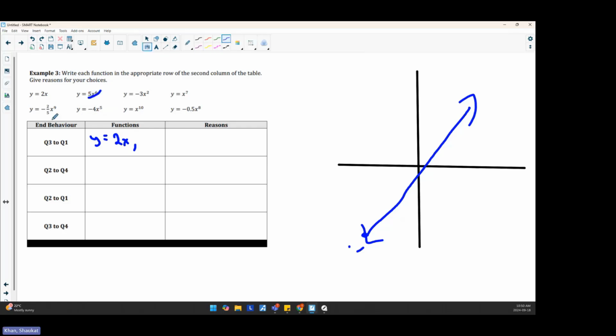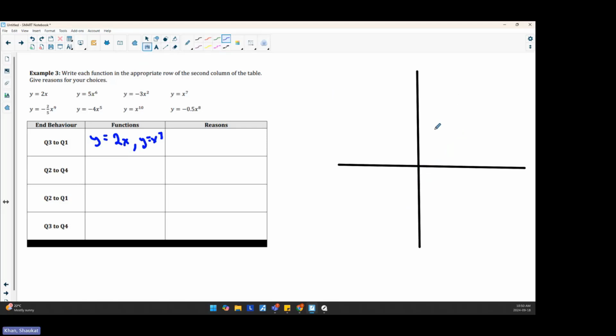It can't be any of the even ones, because remember, even degree functions have the same end behavior. So it could be y equals x to the 7. I don't see a reason why it can't be that one. And I don't think it's going to be this one, because once again, the leading coefficient is negative. So I'm going to write these two as my answer for quadrant 3 to 1. What about quadrant 2 to 4?